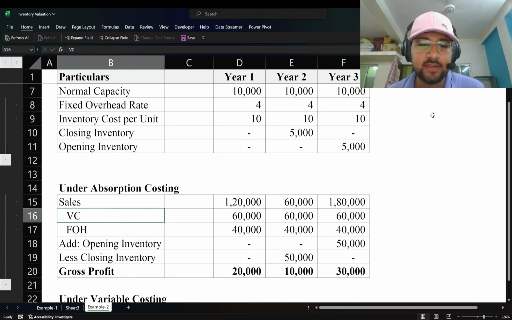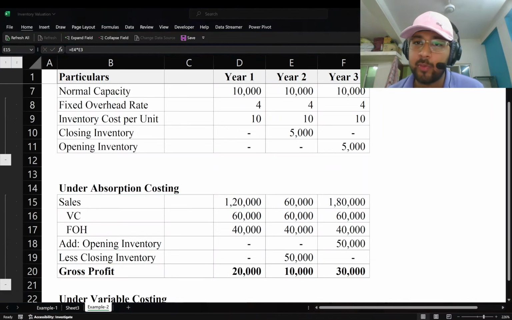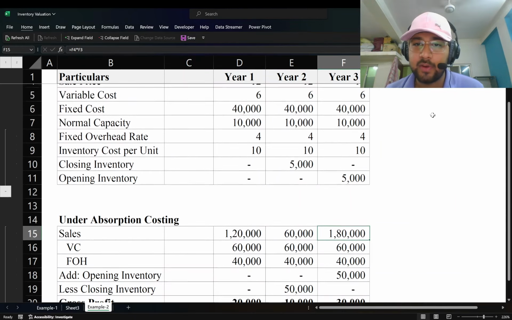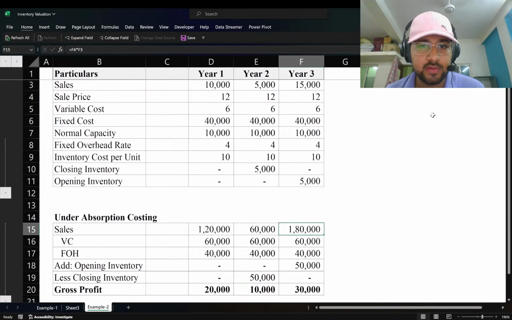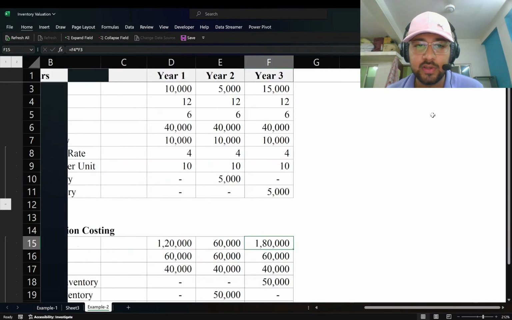So under absorption costing, what we would see is the following. That is, the sales would come to 10,000 times 12. The second year it would be 5,000 times 12. And in the third year it would be 15,000 times 12. All right. I would just zoom it out so it becomes easier to see. Okay.